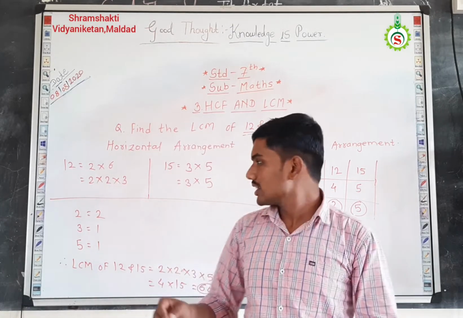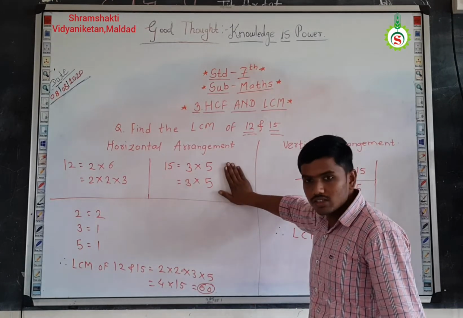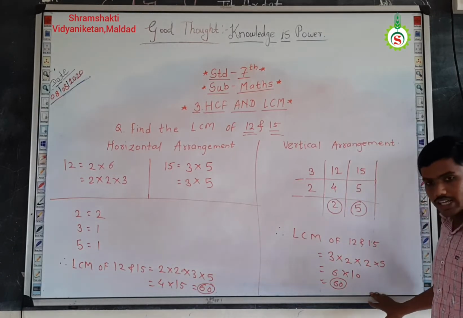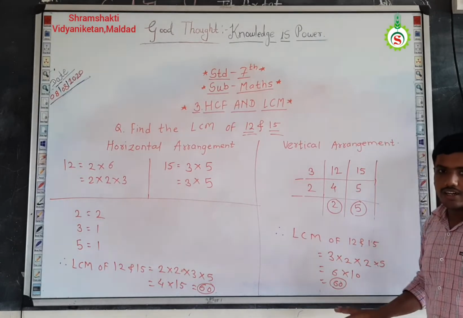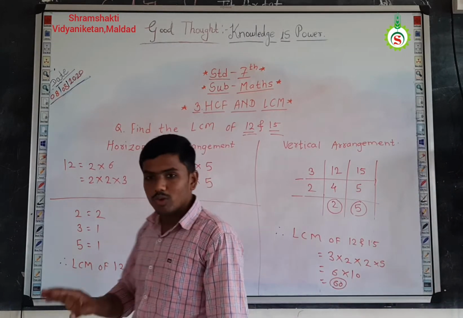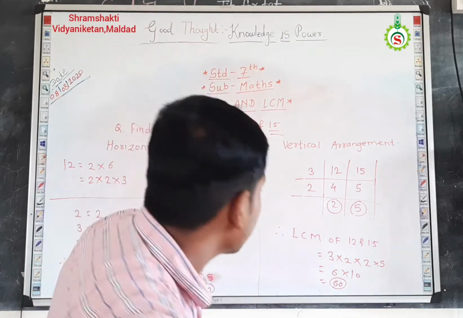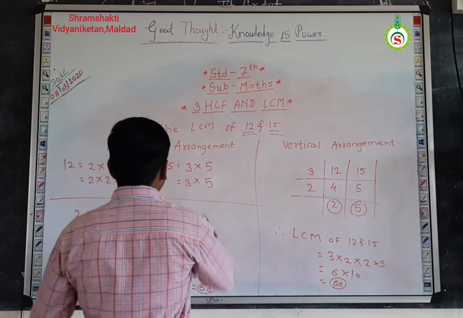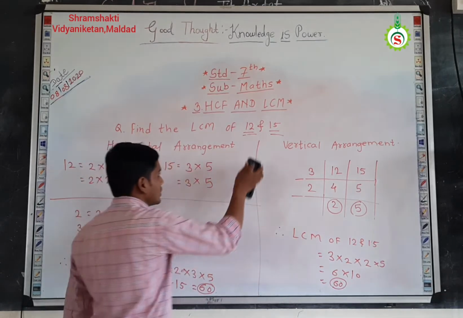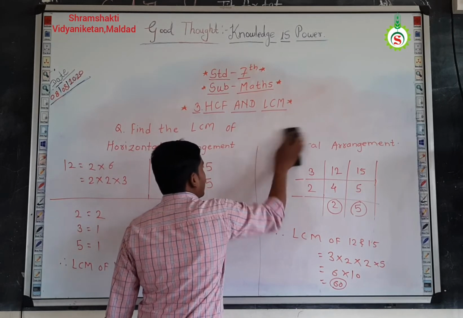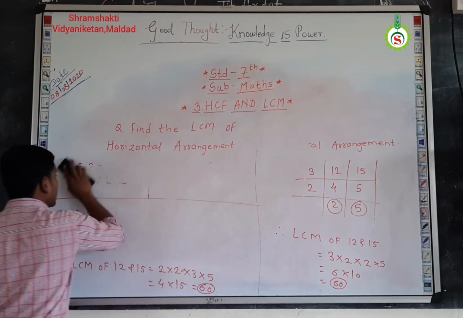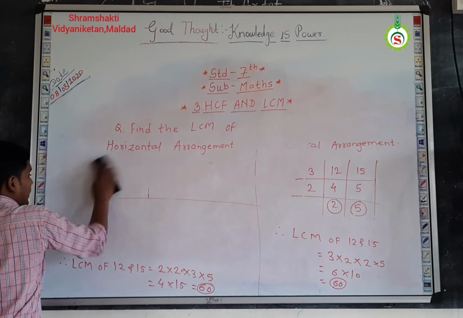Now if you want to solve the example by horizontal arrangement, you can solve by horizontal. Or if you want to solve by vertical arrangement, you can solve by vertical arrangement, but you will get the same LCM by both methods. Okay. Now those were the examples of finding the LCM of 2 numbers. Now next example we will take. In that example we will find out the LCM of any 3 numbers.